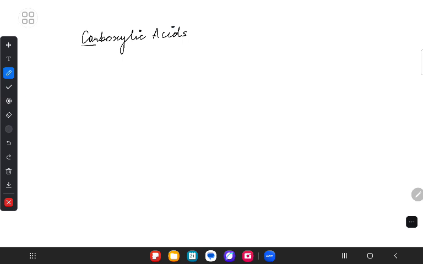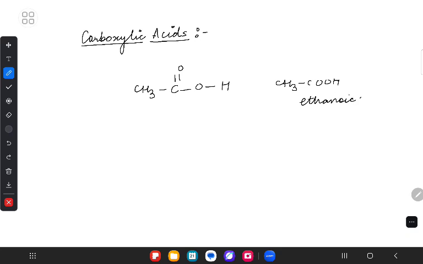When we're dealing with carboxylic acids, let's say we have the CH3COOH group. I hope you're understanding that these lines between the atoms are bonds. So we have CH3COOH. This is ethanoic acid, yes or no?